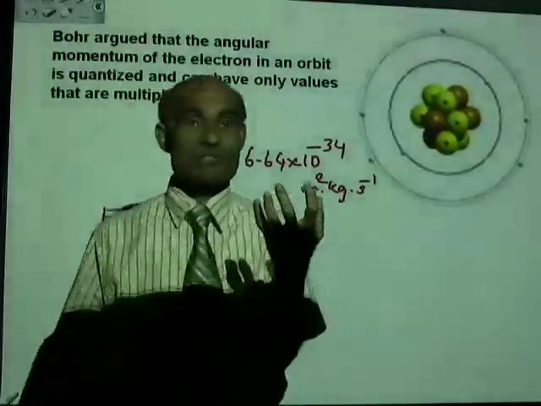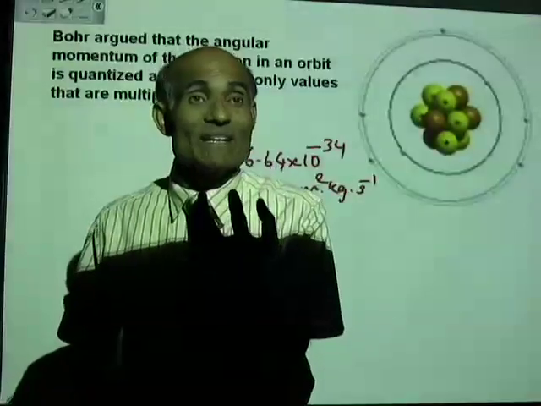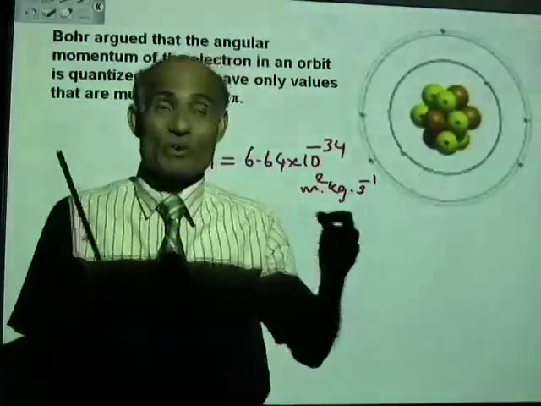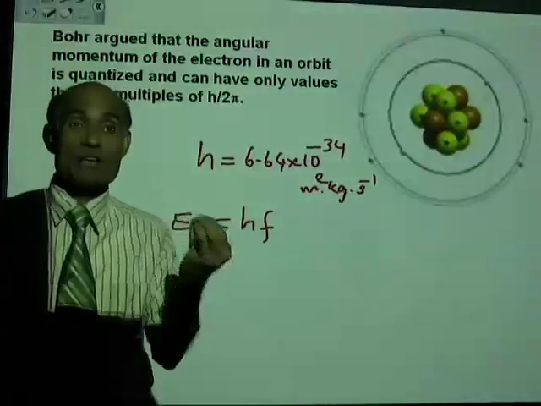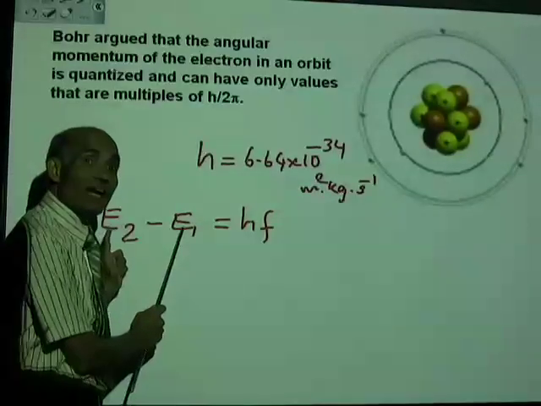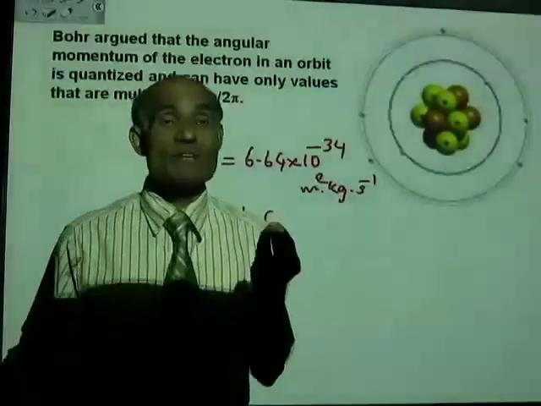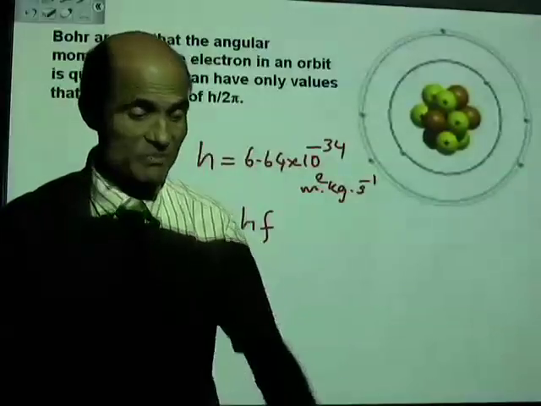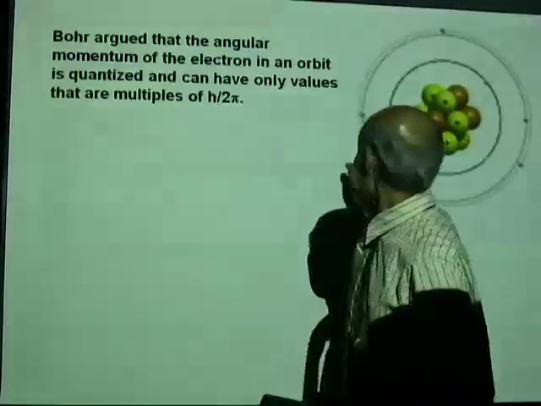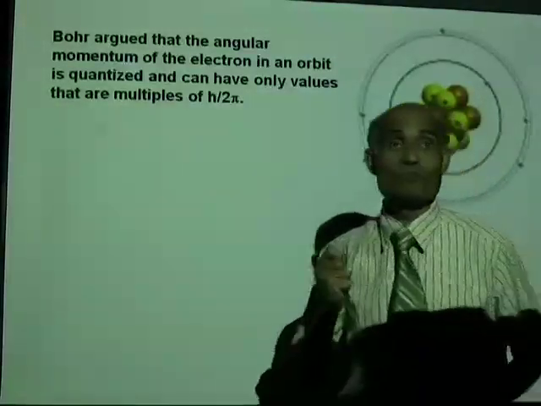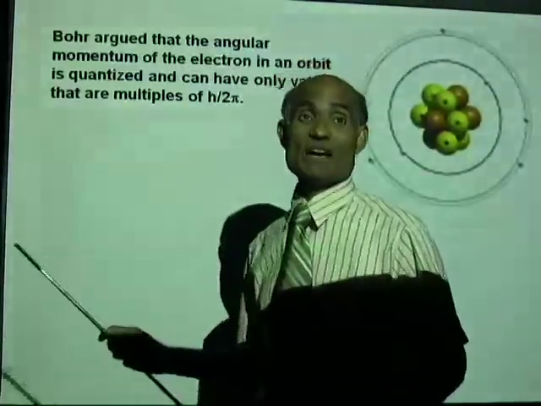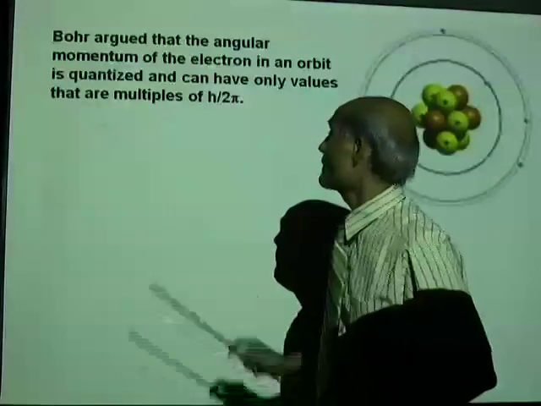Now, you know about electromagnetic radiation. Red is low frequency, violet is very high frequency. So in order to get a violet radiation, the difference in the energy must be much greater than when you obtain a red radiation. We will be looking at these as we move on. So according to Bohr, the energy of an electron is quantized. The angular momentum of an electron is quantized, and it can only have values that are multiples of h over 2 pi.